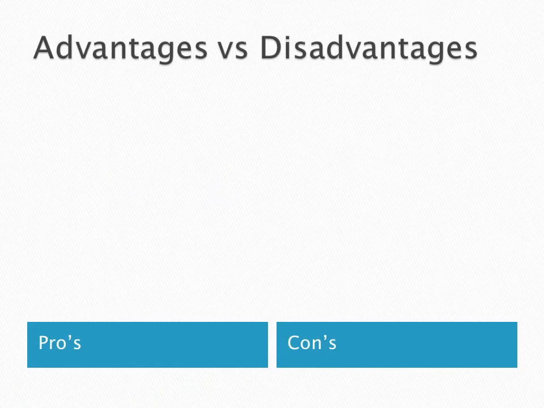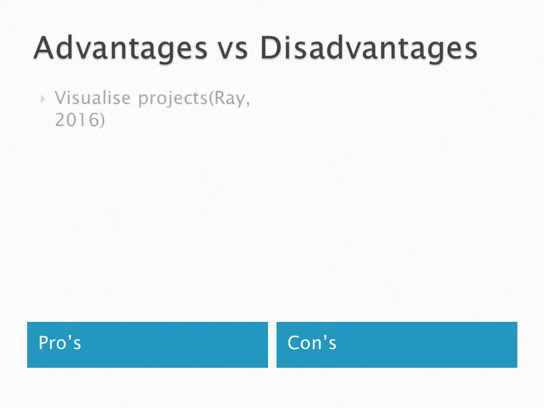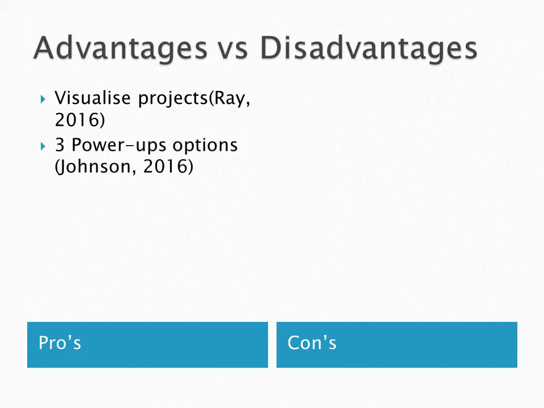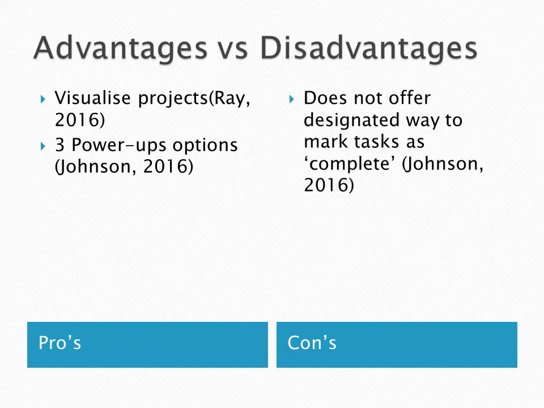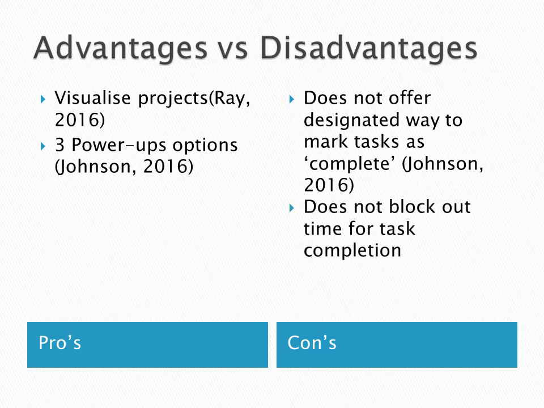There are two distinct advantages of using this technology. The first is that it allows you to visualize project management. This helps to maintain motivation and productivity. The second is the 3 power-up options available in the free version. These include calendar integration, voting, and card aging. Unfortunately, there are also 2 disadvantages of this technology. For instance, it only offers the option of archiving tasks. It does not offer a designated option to complete a task. It also does not allow you to block out time slots in calendars once integrated to time-managed projects.